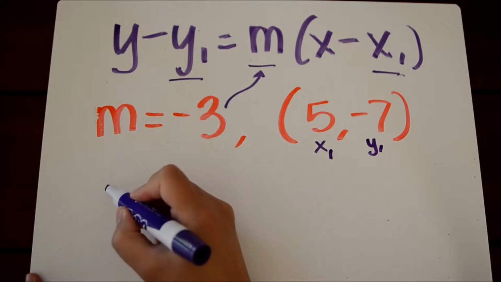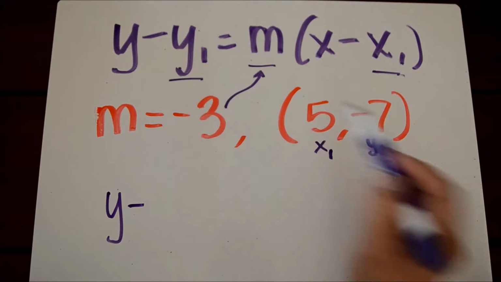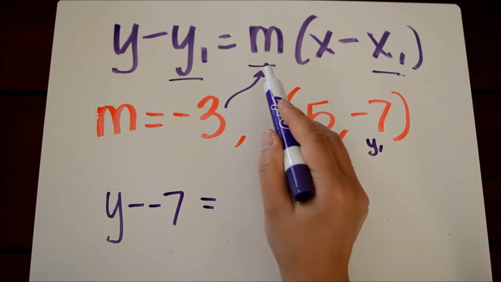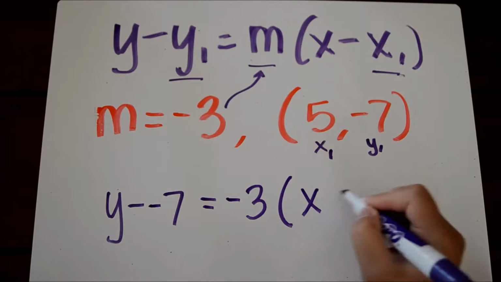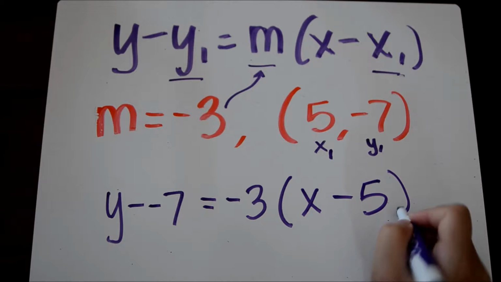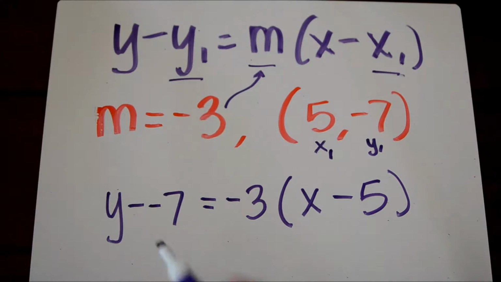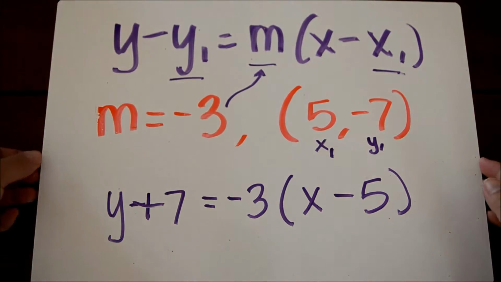So we're substituting these values. We have y minus whatever our y1 is, which is -7, equals m, which is -3, times x minus our x1, which is 5. We don't like to leave minus and negative. That's not simplified. So we're going to go ahead and change that to plus. And that is our equation in point-slope form. So it's fairly simple if we're given slope and a point.